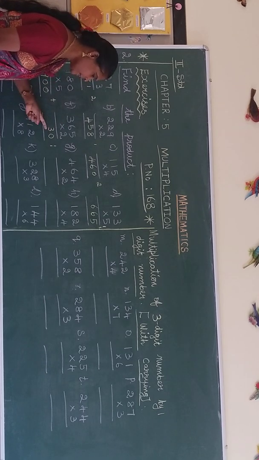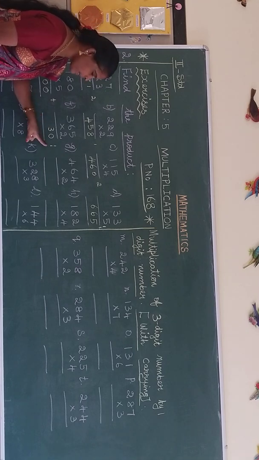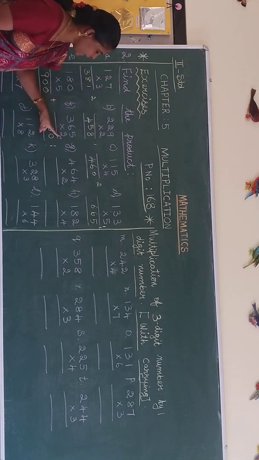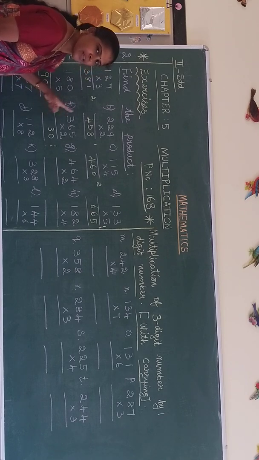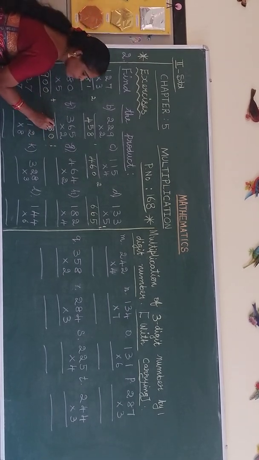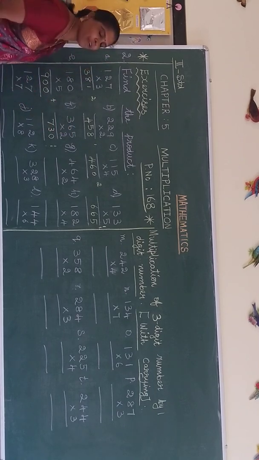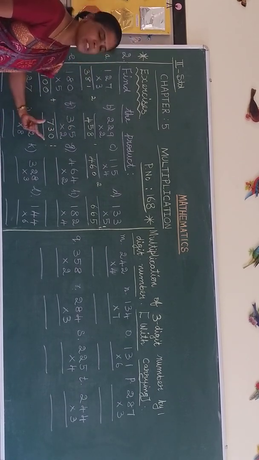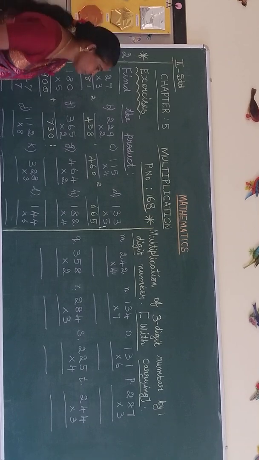In this 13, 3 in the tens place, 1 we should write again, and 2 threes are 6. With this 6 you add the 1. 6 plus 1 is 7. So 365 multiplied by 2 is equal to 730.